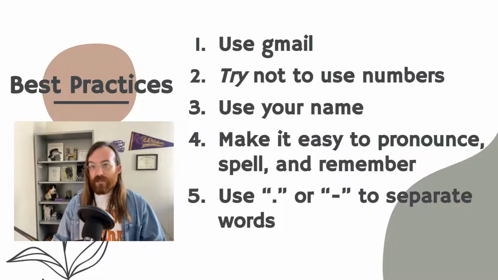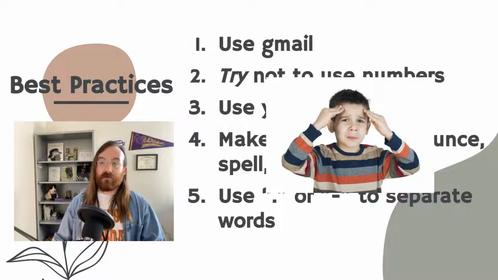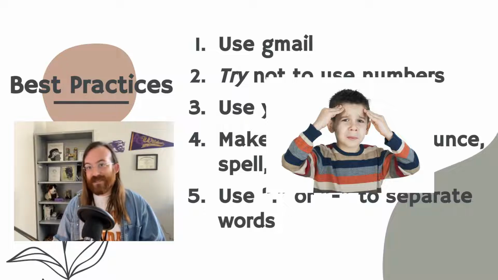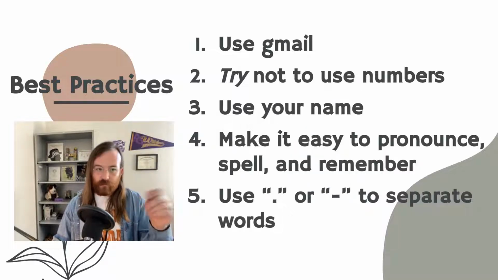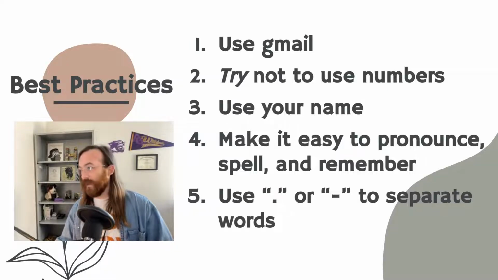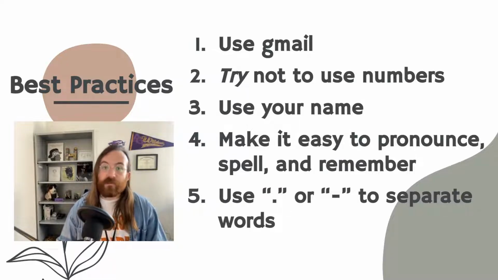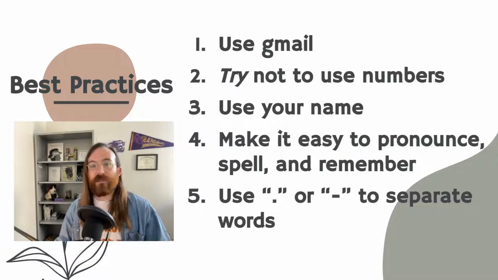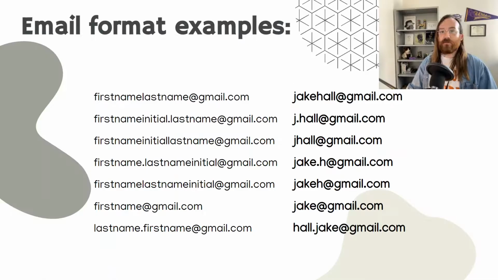If you have a complicated email address, you know that sometimes it can be difficult to share what that email address is with other people verbally or written down. So make it easy for yourself to remember and others to hear and spell out. Number five, if you need to, use a period or a hyphen to separate the words in your actual email address. I'll show you an example of how you could use your name uniquely to make a professional-sounding email address. So here are some examples of what you can do with your name, some formats, and then how I use the format to make my own over here on the right column.